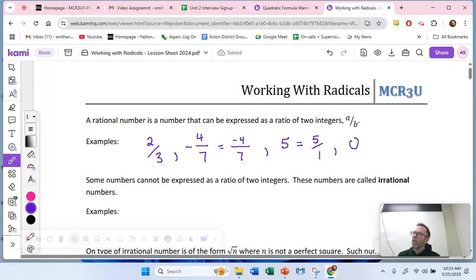0 is also a rational number. You can write 0 as 0 over anything. Let's do 34 for Austin Matthews. These are all rational numbers. You guys familiar with rational numbers?